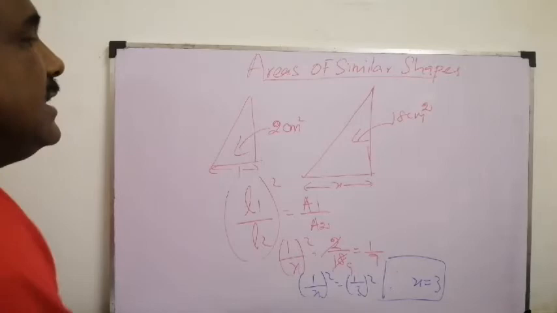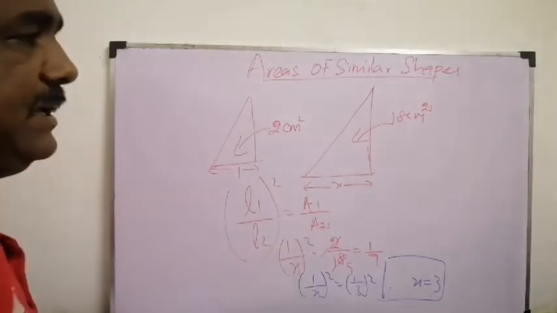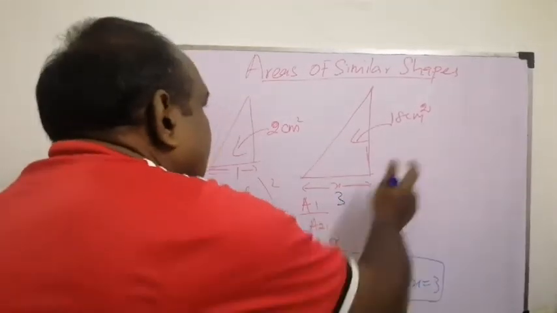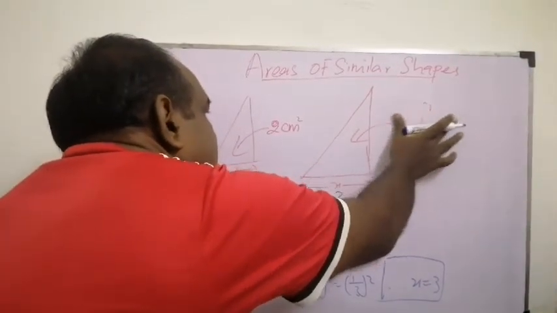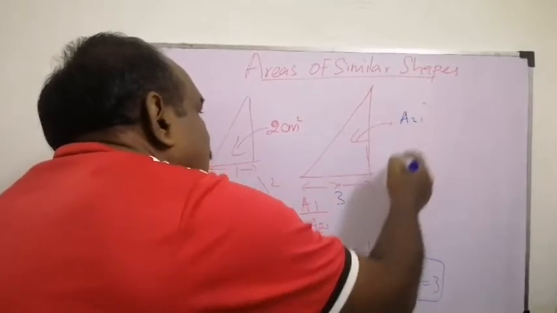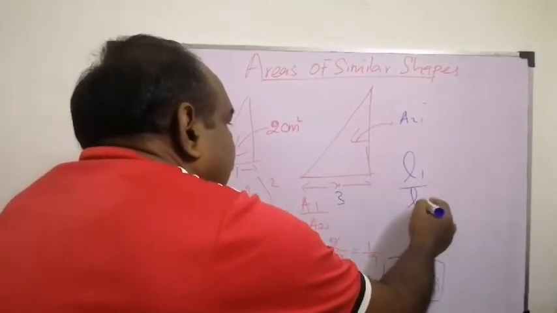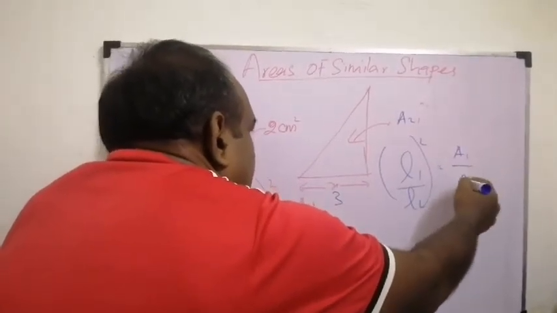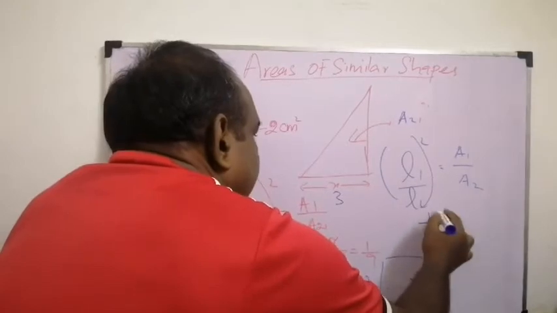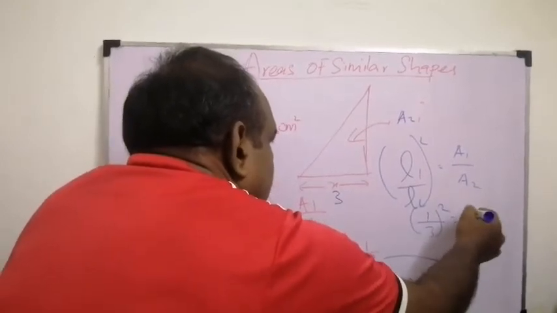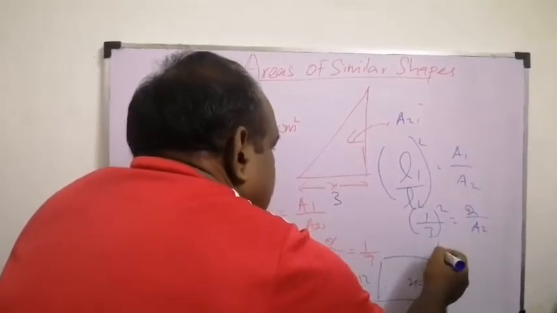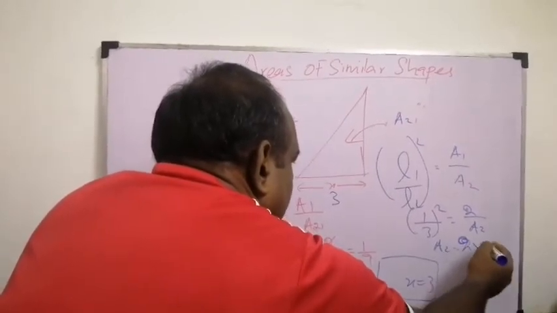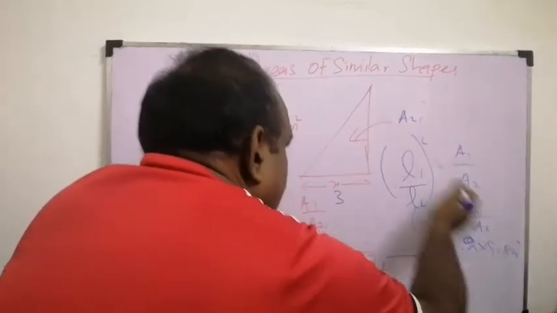Suppose they are given something like this. They are given both the sides. Sometimes they will ask you like this: suppose they give this side as 3 and they don't give this area, and they are asking for area 2. So L1 over L2 squared is equal to area 1 over area 2. So 1 over 3 squared is equal to 2 over A2. So A2 is 2 multiplied by 9, which is 18 centimeters squared.